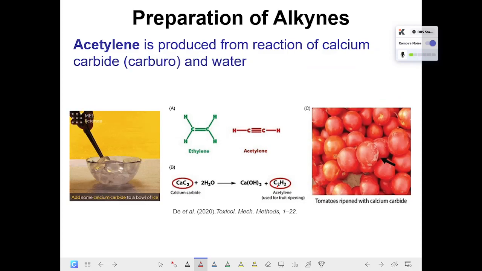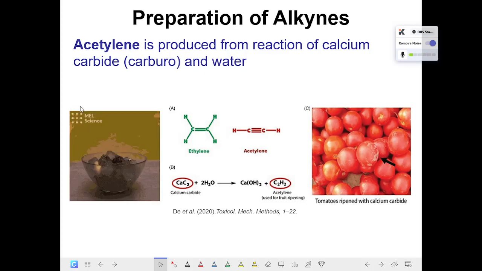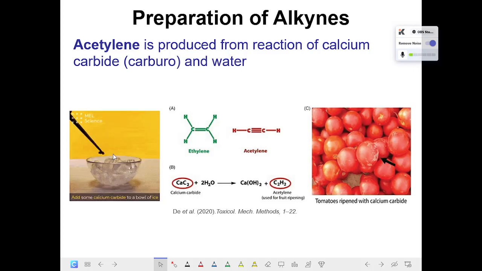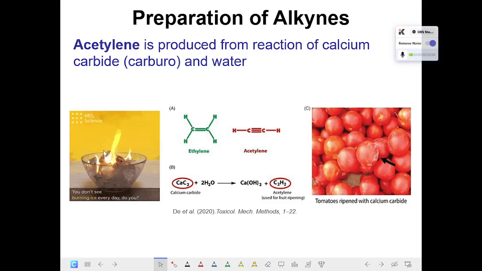Another way of preparing your acetylene is by reacting your calcium carbide, o in Tagalog it's carburo, with water. So here is a representation of that reaction wherein yun nga nilagay yung calcium carbide is added to ice, then it produces acetylene. So acetylene is a flammable gas. That's why you can see here that it seems that the ice is burning.